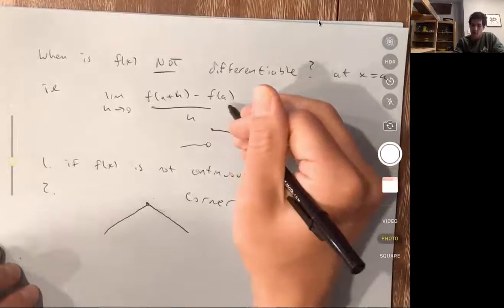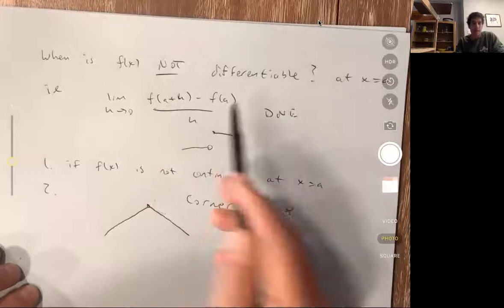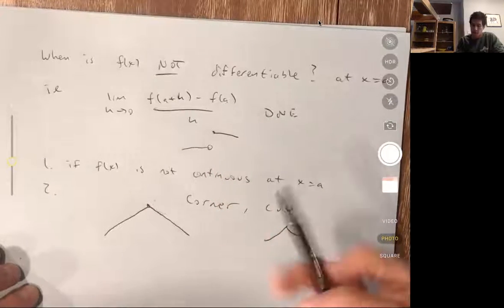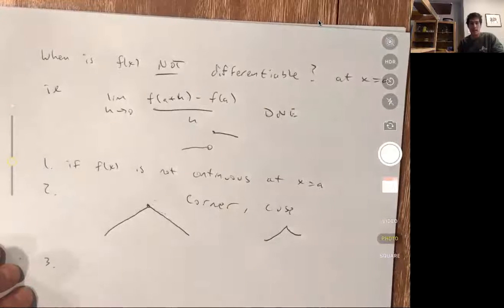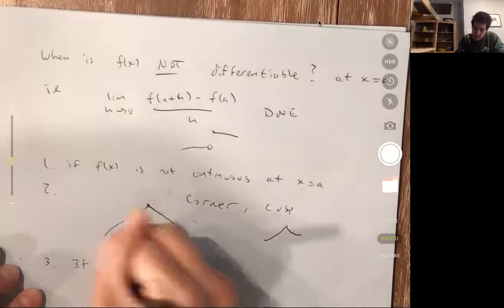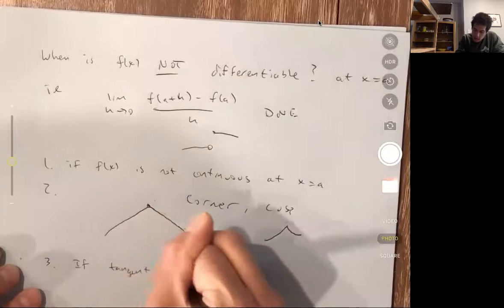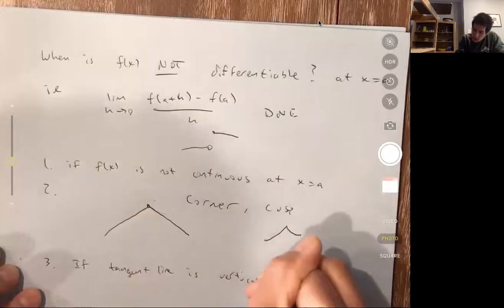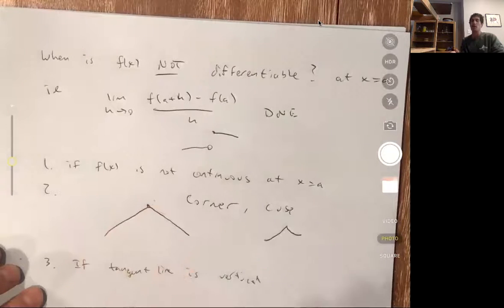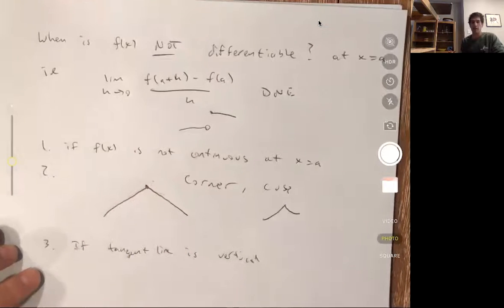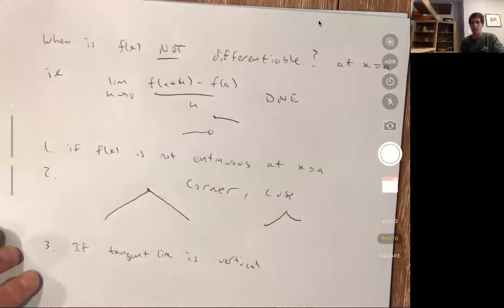Another way that a limit can fail to exist is if the limit is plus or minus infinity, right? So if the limit is plus or minus infinity, then the limit doesn't exist. And what does this mean for the original function? So if the slope is approaching plus or minus infinity, it means that the tangent line to the function at that point is vertical. Okay, so if the tangent line is vertical, then the limit is plus or minus infinity, and so this is another way that the limit could not exist. So if the tangent line is vertical, we say the function's not differentiable.